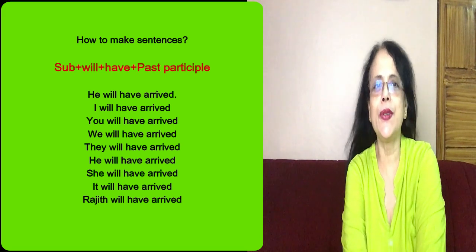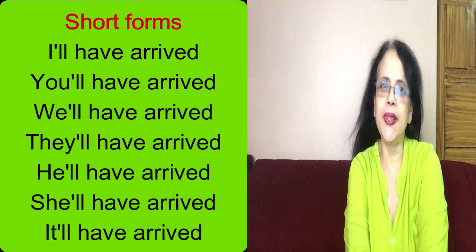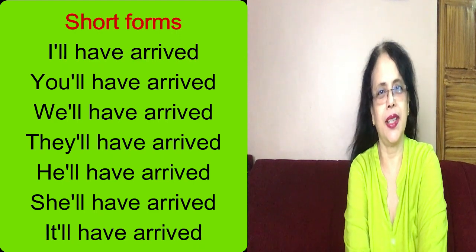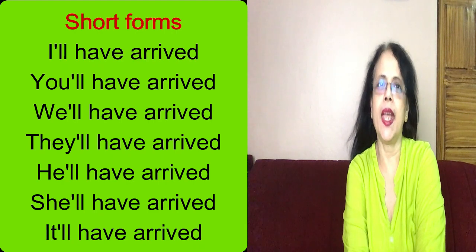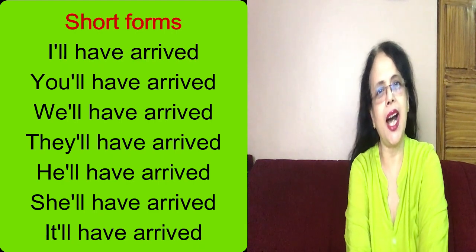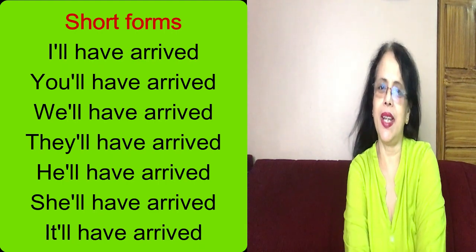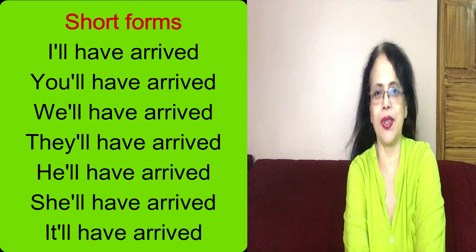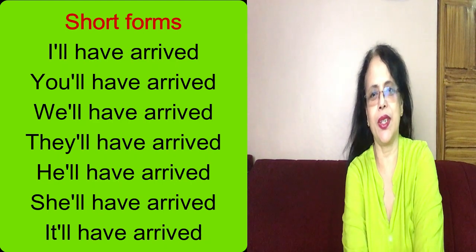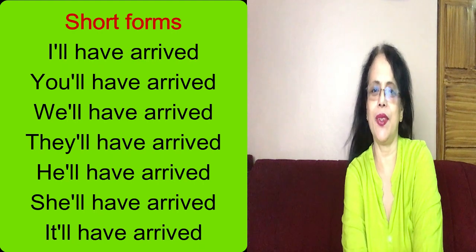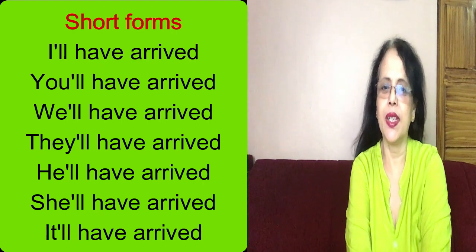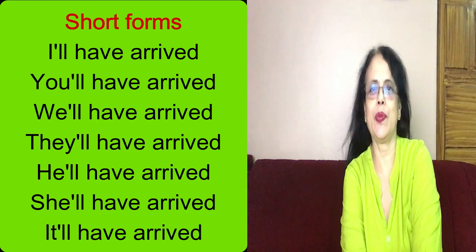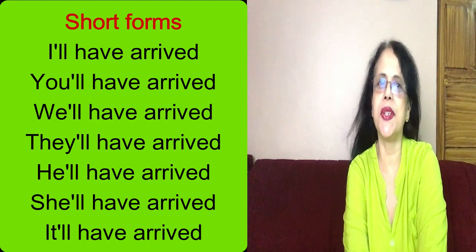We can also use the short forms or contracted forms. I'll have arrived. I will becomes I'll. I'll have arrived. You'll have arrived. We'll have arrived. They'll have arrived. He'll have arrived. She'll have arrived. It'll have arrived.